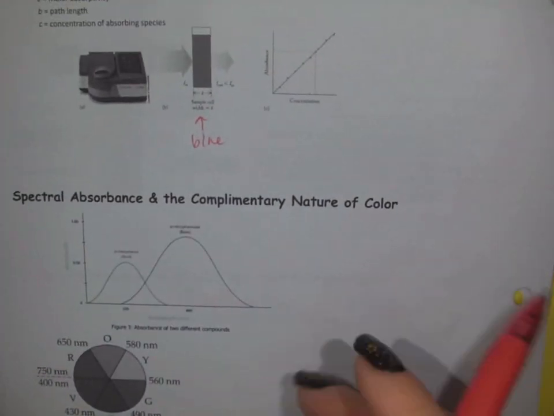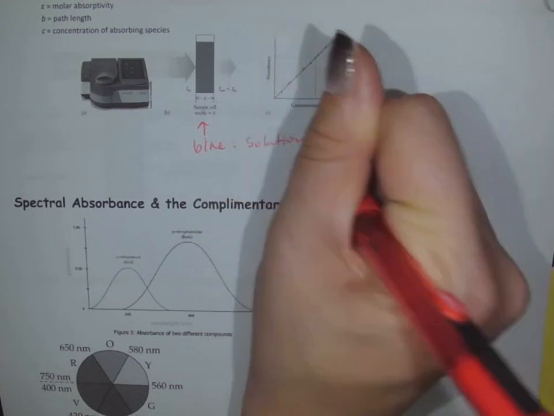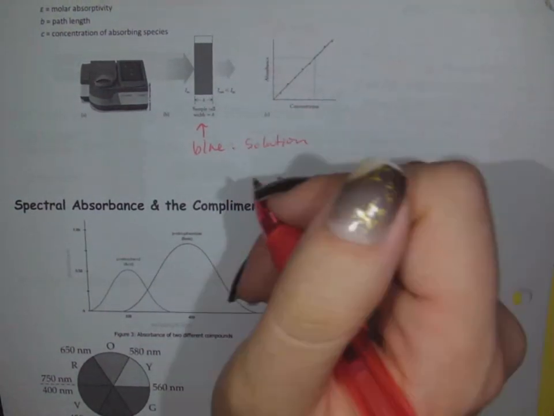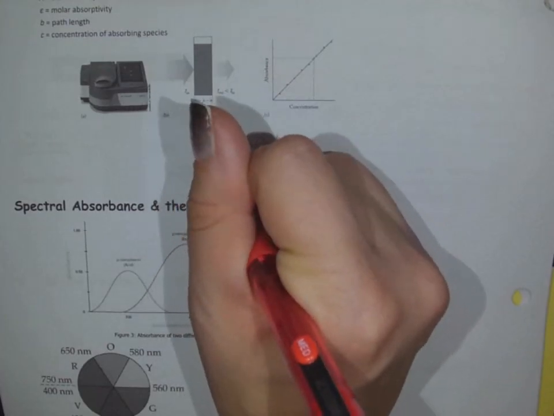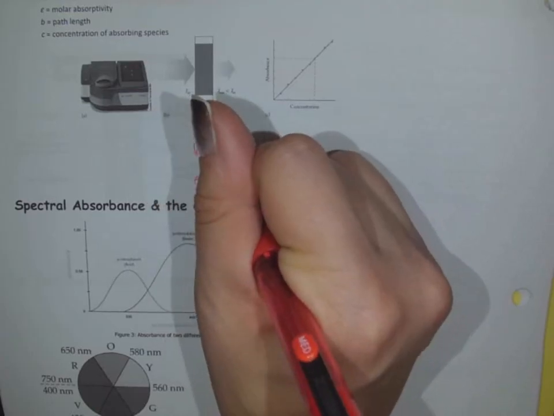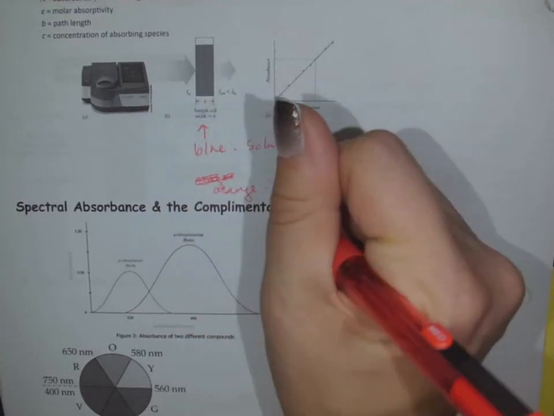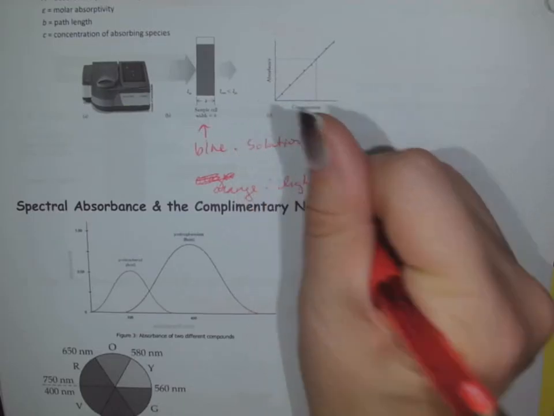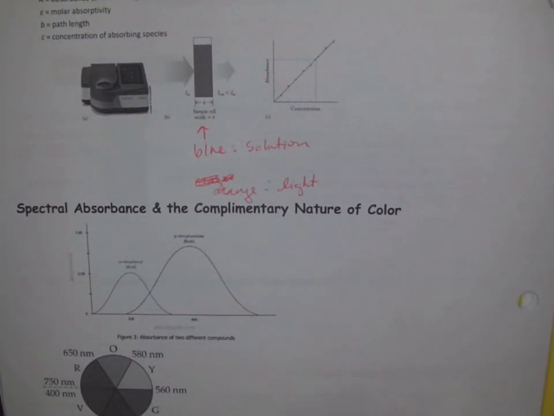So if the solution is blue, then the best light to send is orange. Orange light, because that's what's going to be absorbed. Opposite on the color wheel.